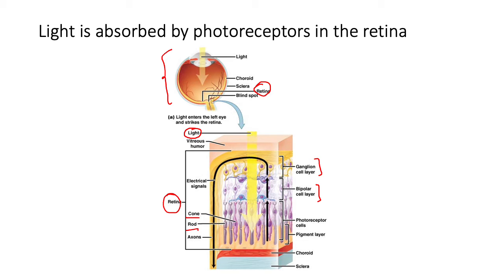So I just want to point out that there's this stuff sitting on top of the rods and the cones. They're important, but they're not what's absorbing light. It's these guys here that are absorbing the light. And then eventually these rods and cones are going to be activated, and they're going to signal to the bipolar cells and the ganglion cells. So let's actually look at how the rods and cones are activated. We're going to specifically look at the rods, but the same thing is happening for the cones as well.